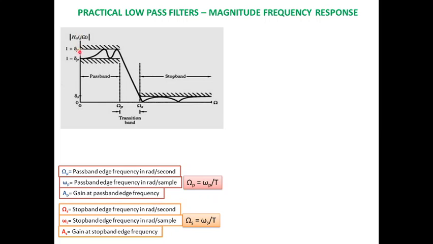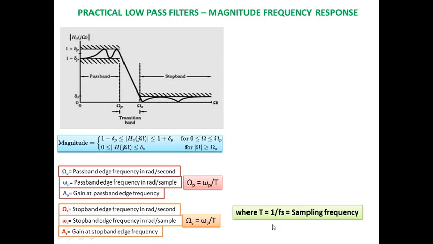This del P and del S, which is given over here, represent the ripple present in this particular frequency response. So what is T? T is called the sampling time, and this T is equal to 1 by Fs, where Fs is called the sampling frequency.